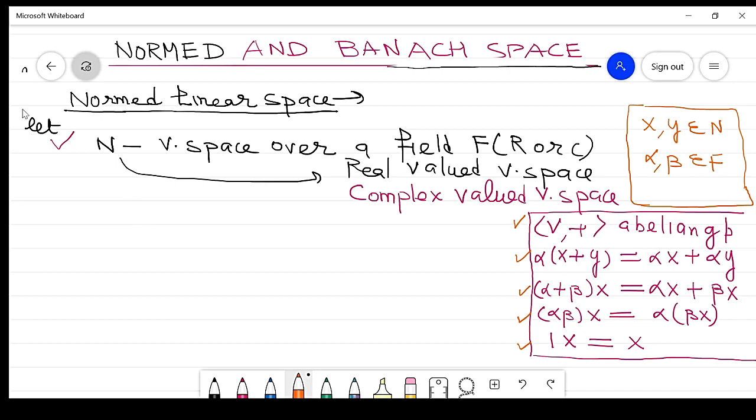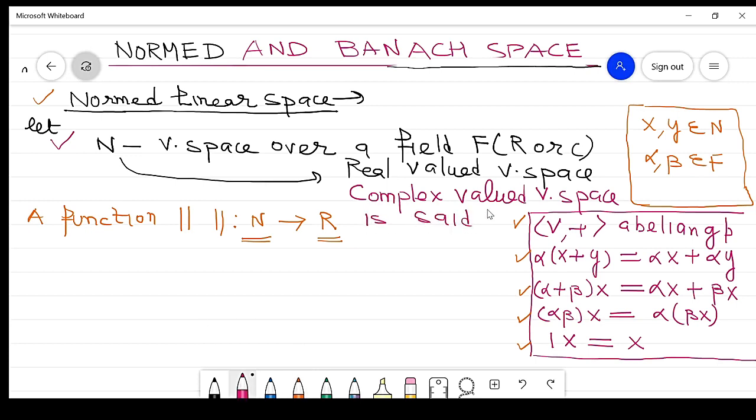Now after vector space, our next definition is a normed linear space. Before going to the normed linear space, we define some function. It is of this kind, so remember this: it is not of F type or G type, it is a function from N to R. What is N? N is a vector space. What is R? R is the set of real numbers. This is said to be a norm if it satisfies the following properties.